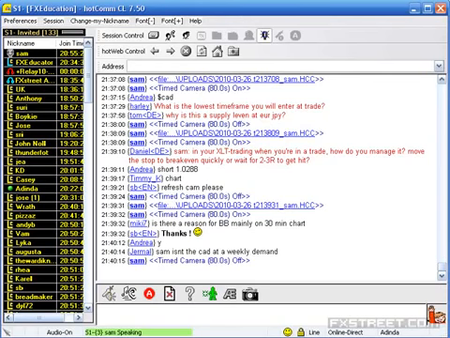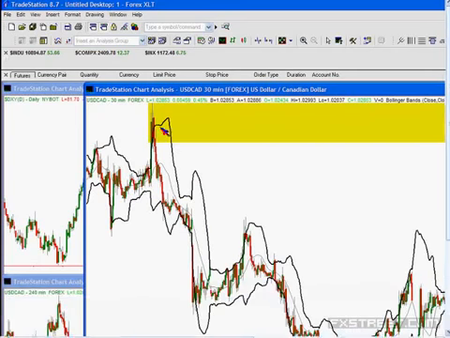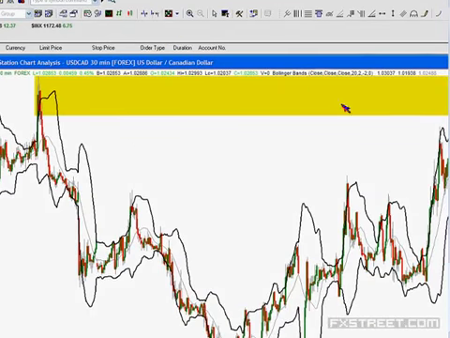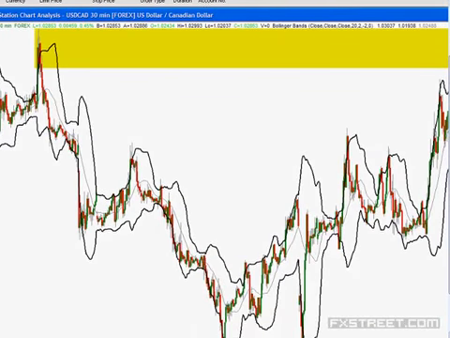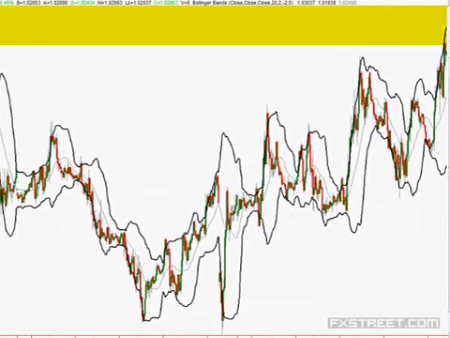Okay, yeah, let me grab the chart again. All right, so here's that level over here. Now let's take a really close look at what's going on right now. So we did pierce the upper band, so you're already short in this position, right? Is that what you're saying? Okay.